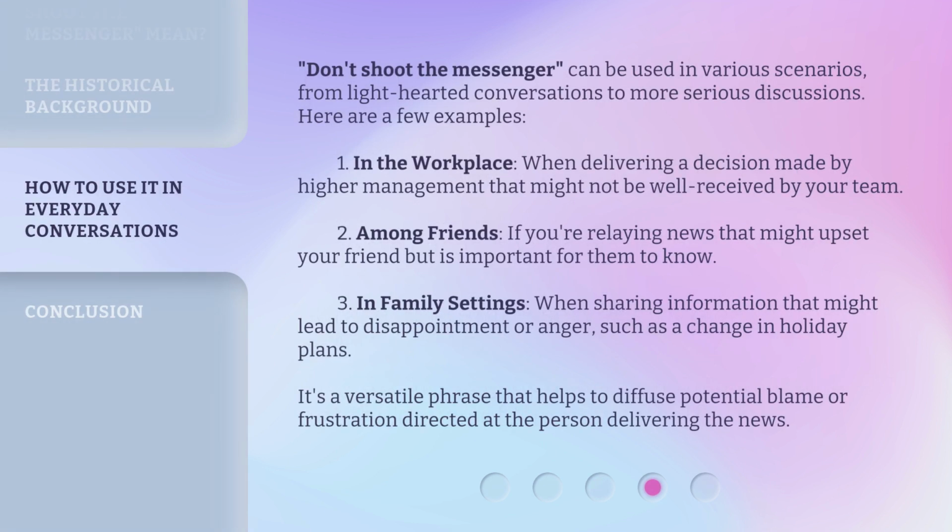Don't shoot the messenger can be used in various scenarios, from light-hearted conversations to more serious discussions. Here are a few examples. 1. In the workplace, when delivering a decision made by higher management that might not be well received by your team. 2. Among friends, if you're relaying news that might upset your friend but is important for them to know. 3. In family settings, when sharing information that might lead to disappointment or anger, such as a change in holiday plans. It's a versatile phrase that helps to diffuse potential blame or frustration directed at the person delivering the news.